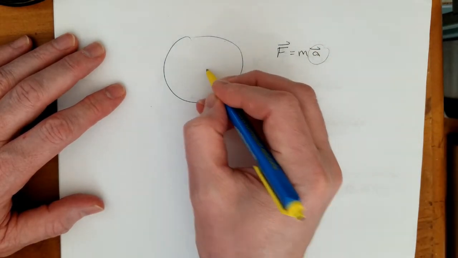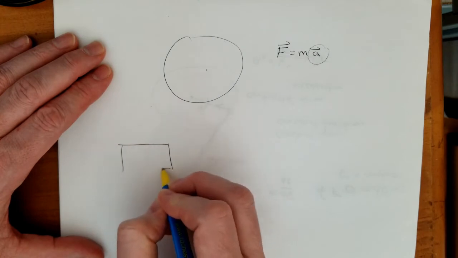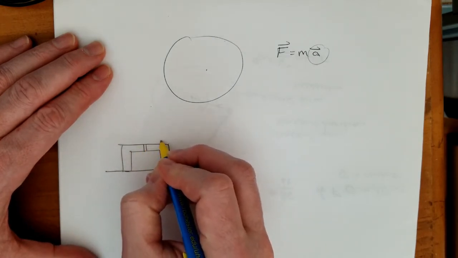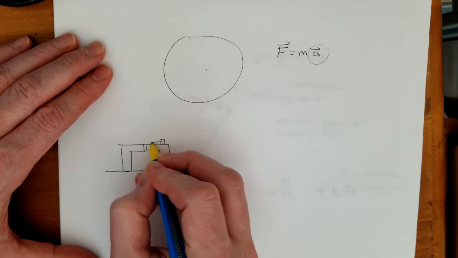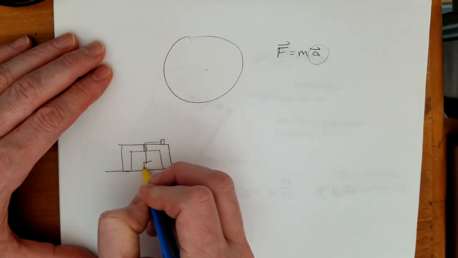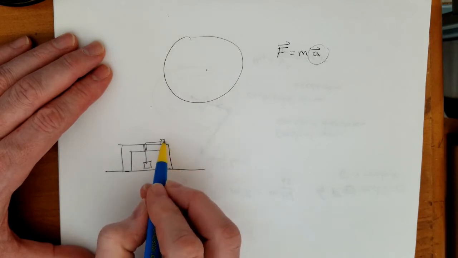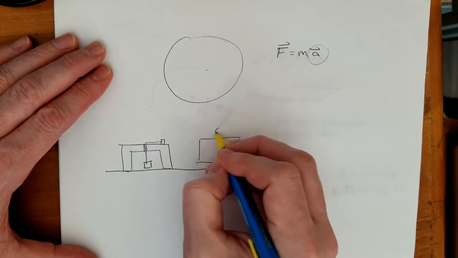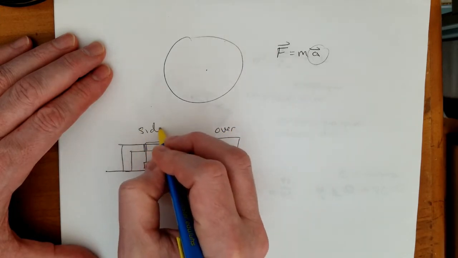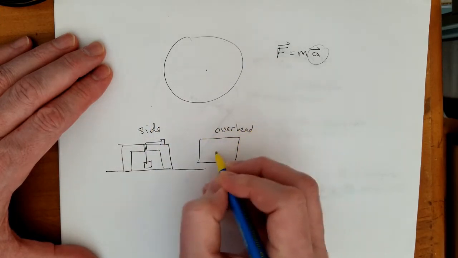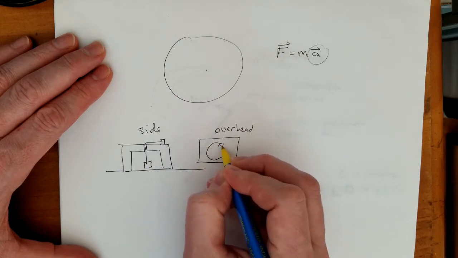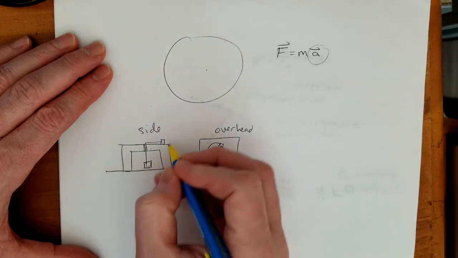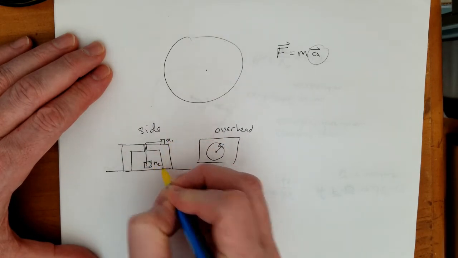So for example, let's take the simple example of a table on the floor with a hole in the middle of the table. From a side view, I have a mass that is going around in a circle on the table. From an overhead view, I'll have a mass traveling in a circle attached to a string, and the string is attached to a mass down here. I'm going to call these mass 1 and mass 2.